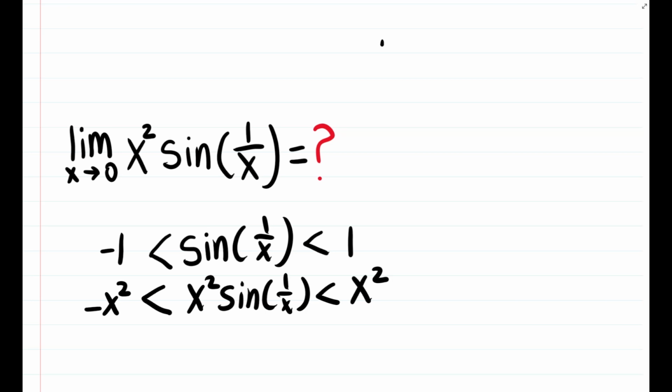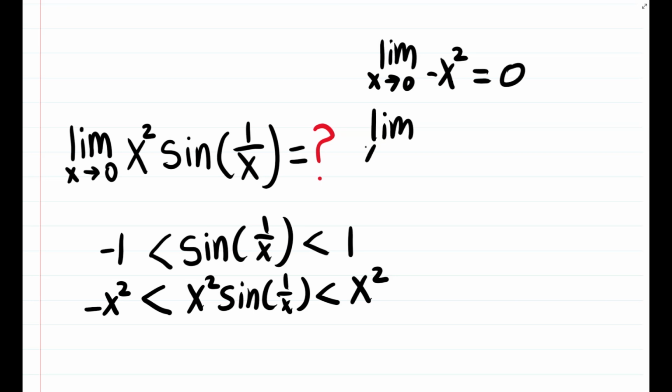What is the limit of x approaching 0 of negative x squared? Well, it's pretty simple. That's just 0. Now how about the limit of x approaching 0 of x squared? Once again, that's 0. So now we can see the squeeze theorem taking place. We're starting to meet the criteria.